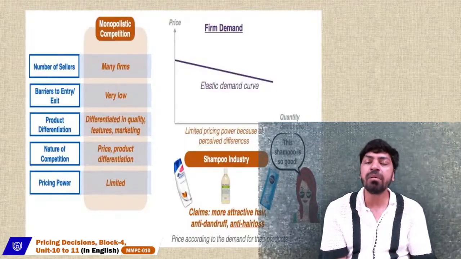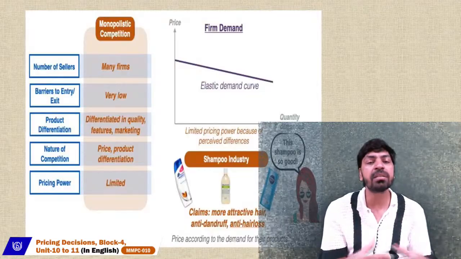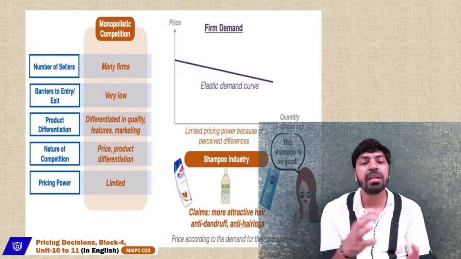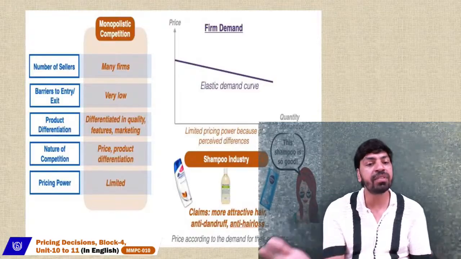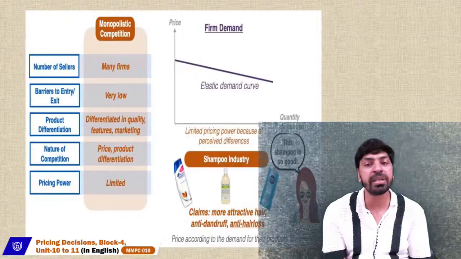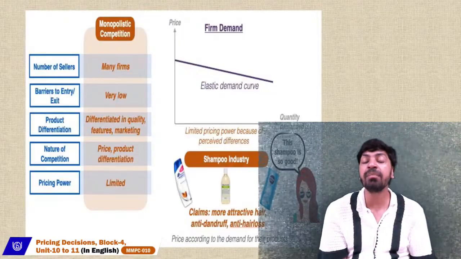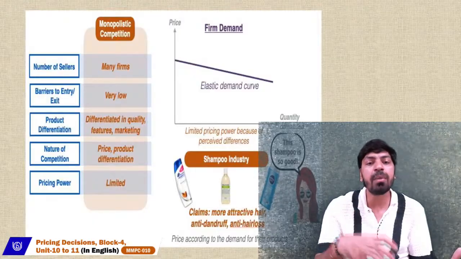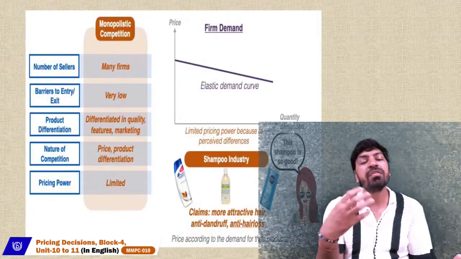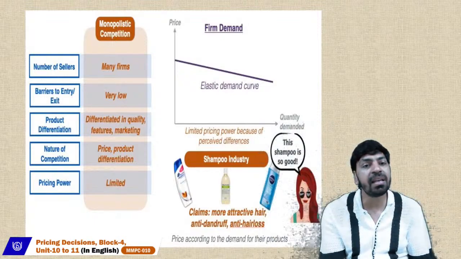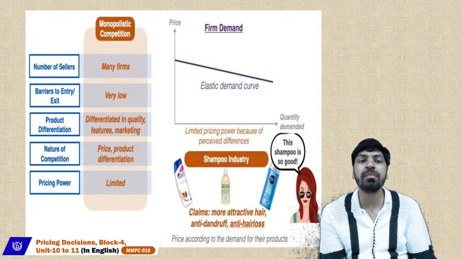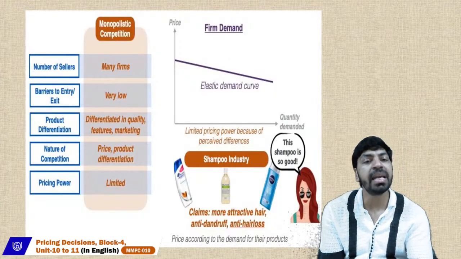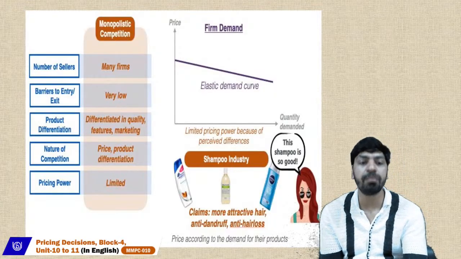We can always talk about the different products, the same products of different brands. For example, toothpaste of different brands. They are different in quality, they are different in features, they are different in marketing tactics. So automatically, when we talk about the products of different brands or different sellers or many sellers or firms, that becomes a monopolistic market.